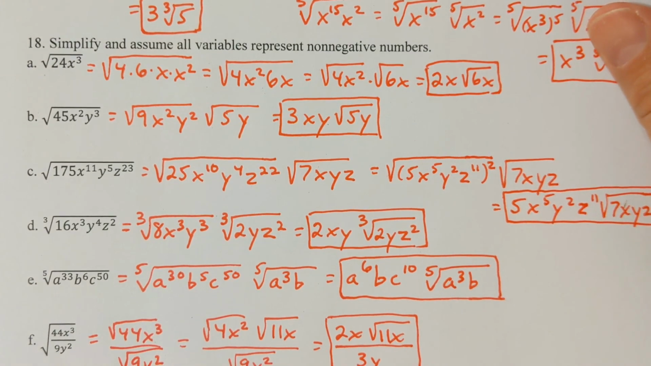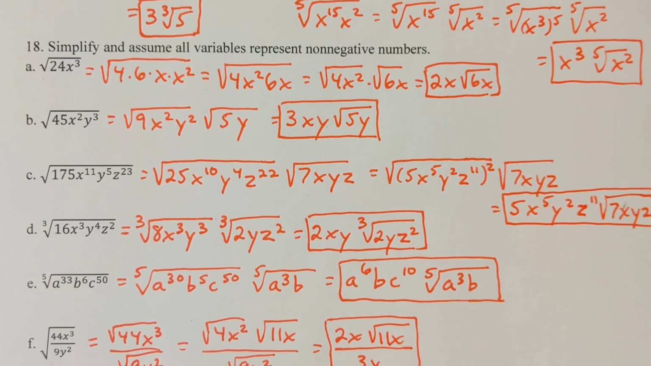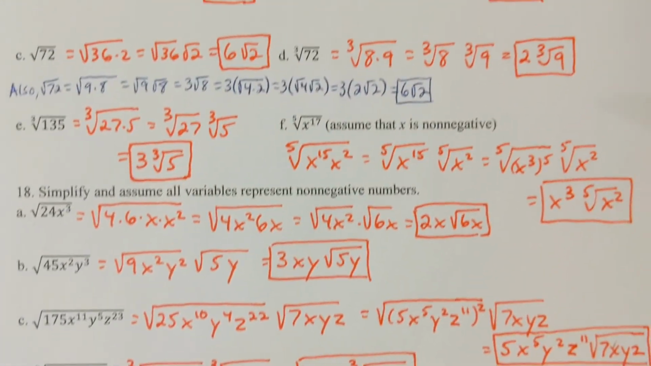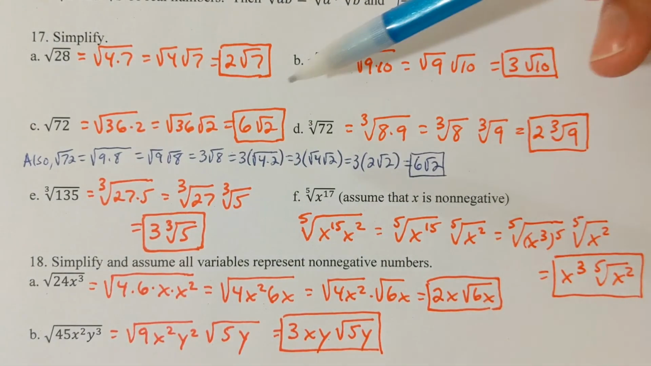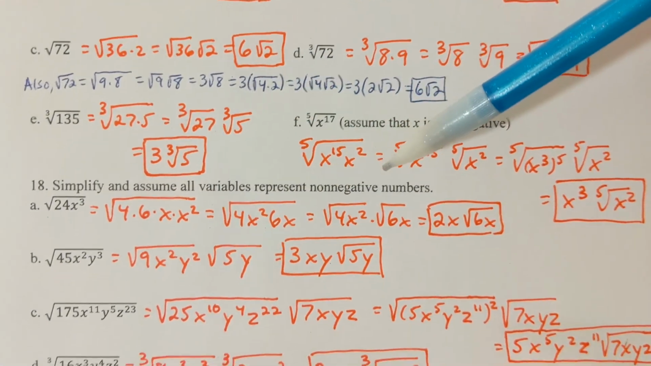We can maybe start problem 18 here. Problem 18 is just some more with simplifying, and assume that all variables represent non-negative numbers. From what you saw in these problems, a lot of what we're going to be doing is arranging things into groups, okay?